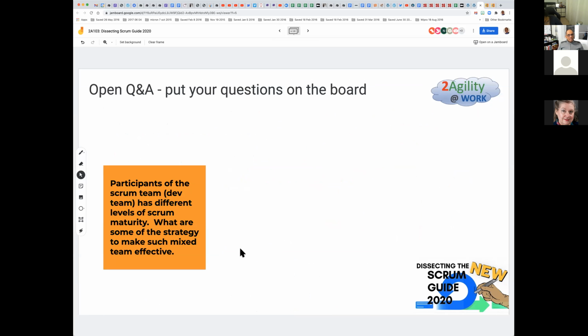So here's one question, which is that participants of a Scrum team have different levels of Scrum maturity. What are some strategies to make mixed teams effective? Now, there are hundreds of strategies for that. Again, I have no context. It depends on who put this question there. Would you be able to give some context to it?